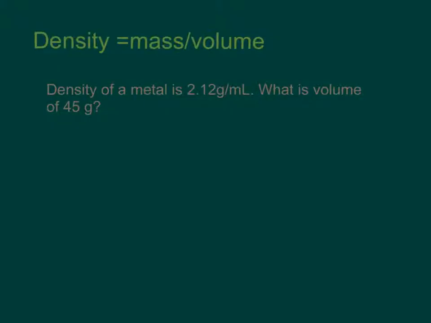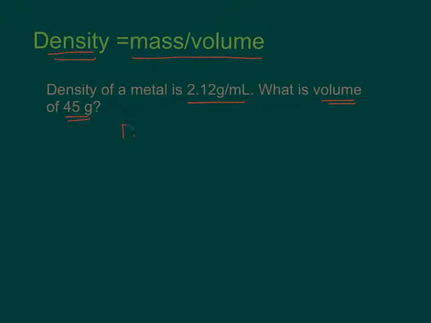Then you will need to do a little bit of math on the test, because you'll need to do some density calculations. Memorize this formula, that density is equal to the mass divided by the volume, because I will not give that to you. You need to have that one memorized. So you have a problem that says the density of a metal is 2.12 grams per milliliter. So what would be the volume if you had 45 grams of it?